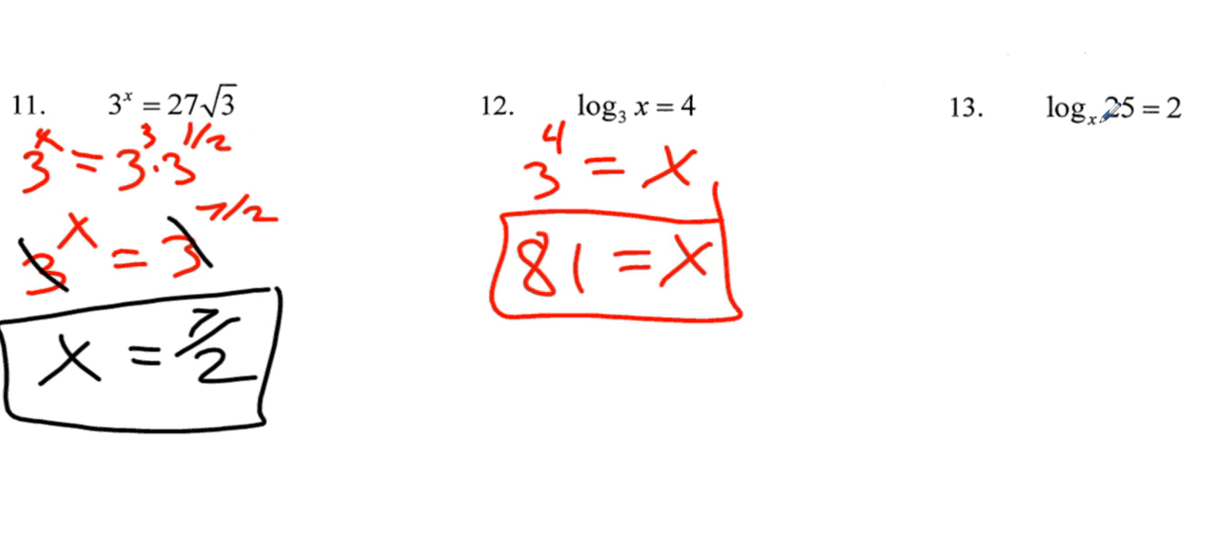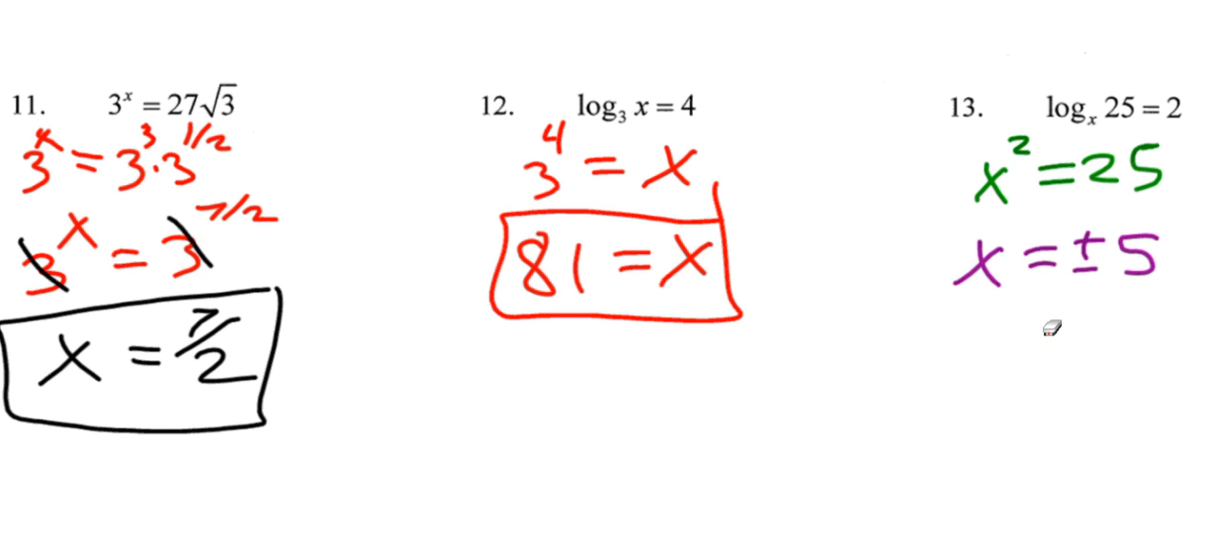Number 13, same thing, convert it to an exponent. So the base is x, so you keep the x as the base. 2 is your exponent, equals 25. Square root both sides. Technically, you get plus or minus 5, but you can't do a negative base on a log. So it's just positive 5.